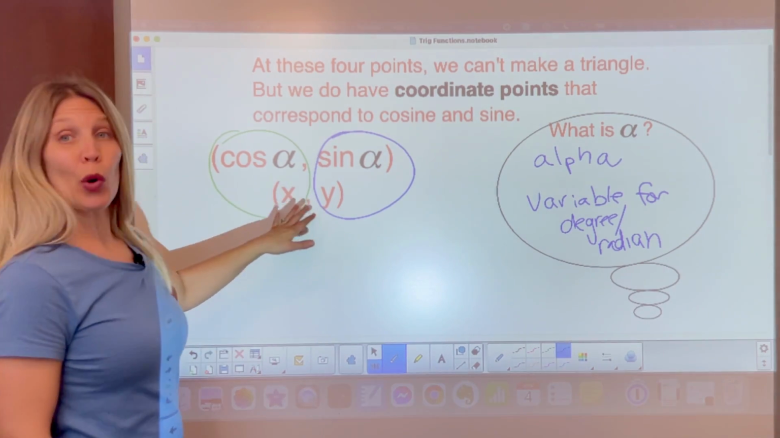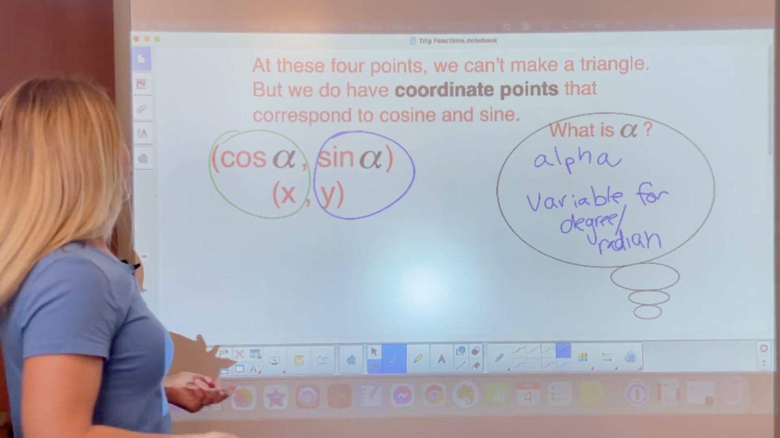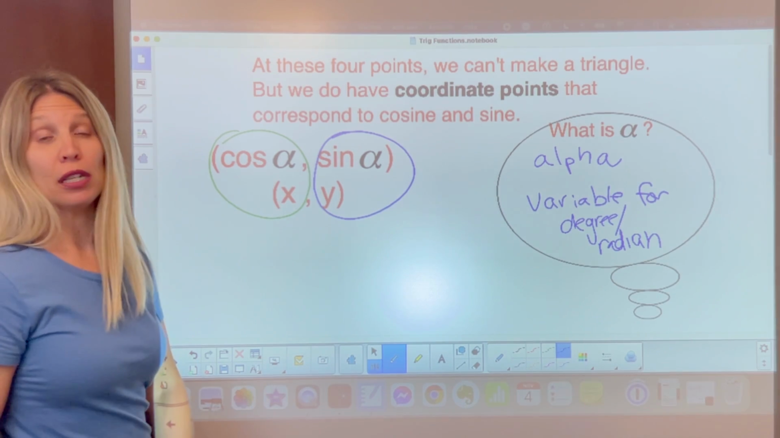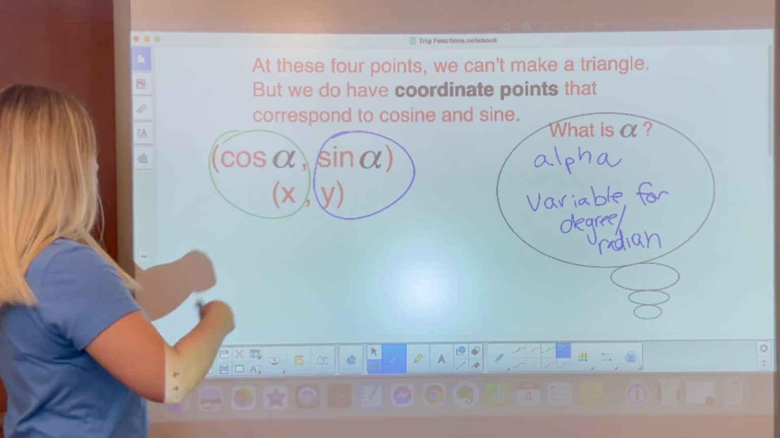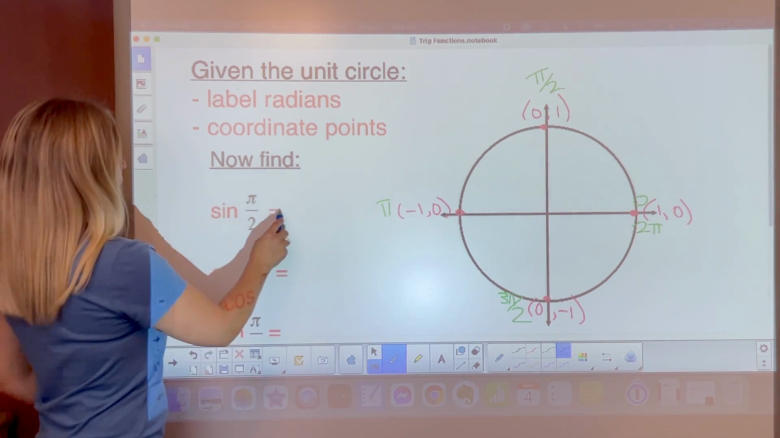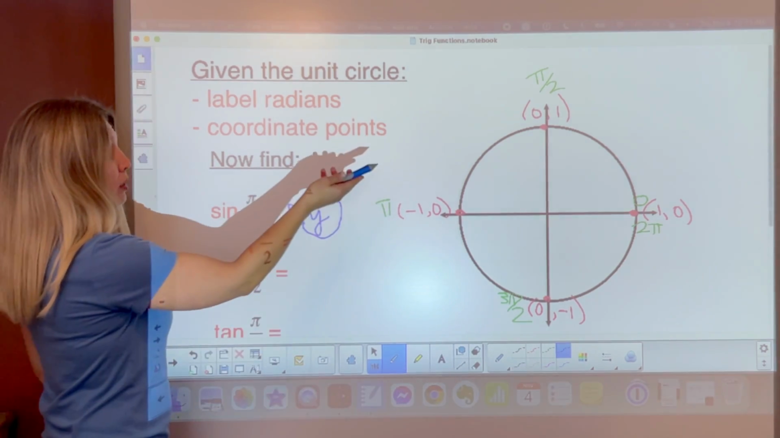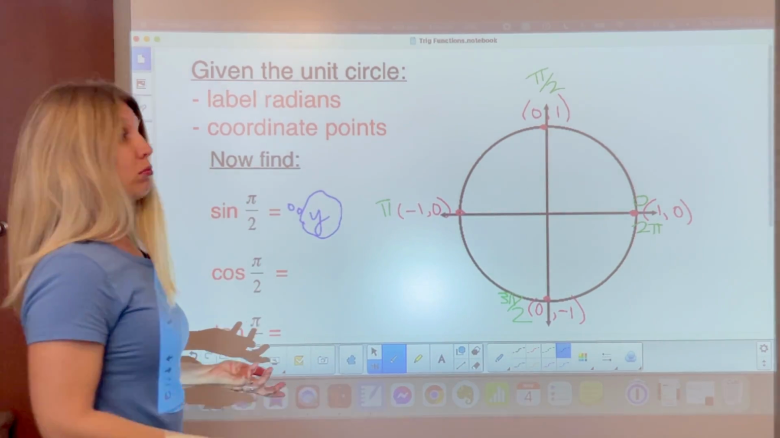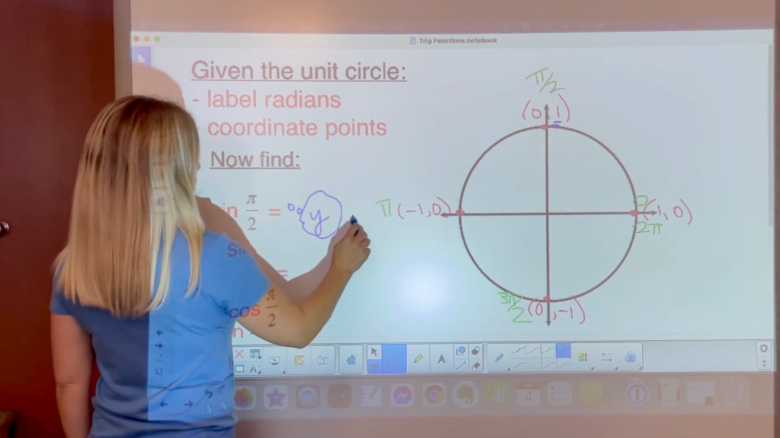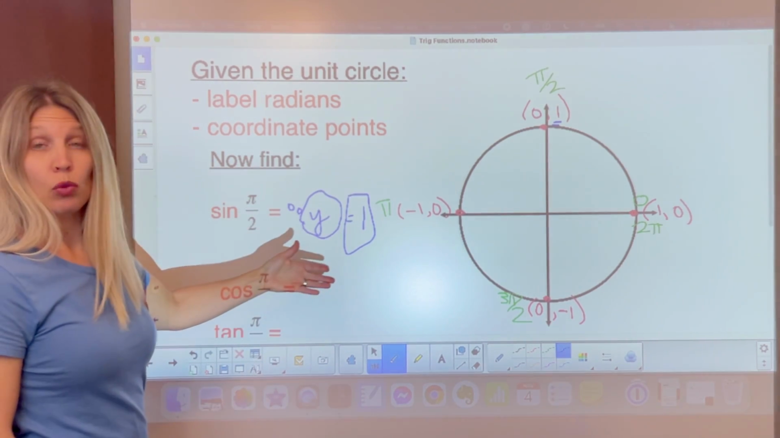But because we're using coordinate points of x, y, we need to use another variable so we're not confused. So cosine is going to be your x value, and sine is going to be your y value. So let's go back. If sine of pi over 2, remember, sine is going to be my y value. What is my y value at pi over 2? That's right. This guy is just going to equal 1. So sine of pi over 2 equals 1.